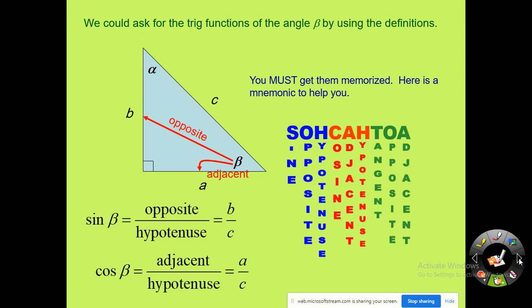SOHCAHTOA. So SOHCAHTOA means sine is opposite over hypotenuse, cosine starts with C, adjacent over hypotenuse, and tangent opposite over adjacent. The word doesn't have any meaning, SOHCAHTOA, but we memorize it like this. It means sine opposite over hypotenuse, CAH means cosine adjacent over hypotenuse, and TOA tangent opposite over adjacent. We will see all those in the exercise. Just memorize the formulas now.